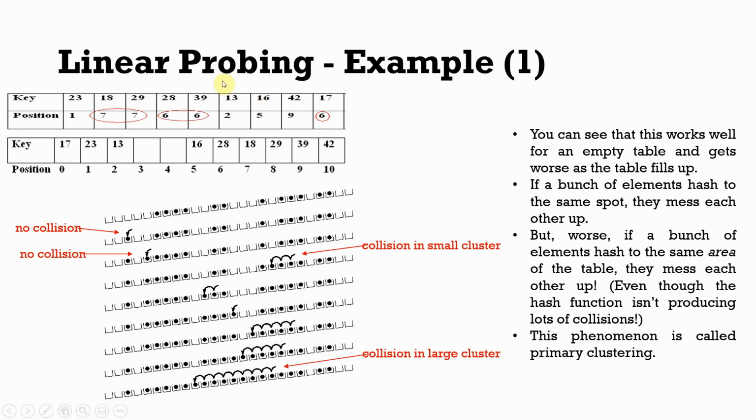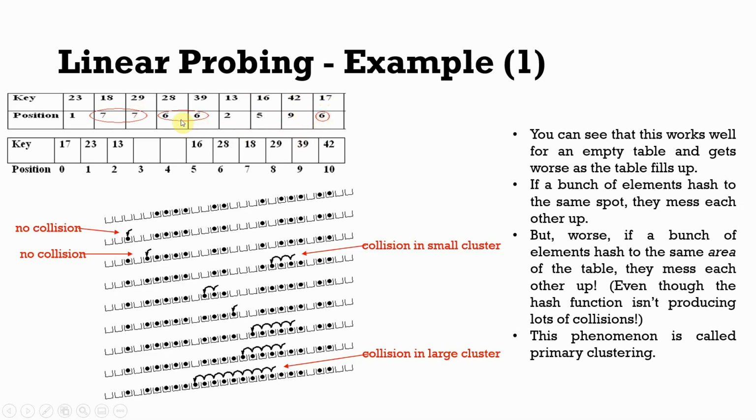Let's say that we want to insert these items in the hash table. The size of our hash table is 11. So 23 mod 11 is 1, so this has to go to position 1. 18 mod 11 is 7. 29 mod 11 is also 7, so there's a collision here. 28 mod 11 is 6. 39 mod 11 is 6, another collision here. 13 mod 11 is 2. 16 mod 11 is 5. 42 mod 11 is 9. 17 mod 11 is 6, also part of this collision.